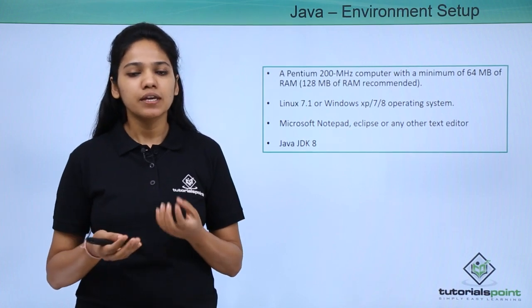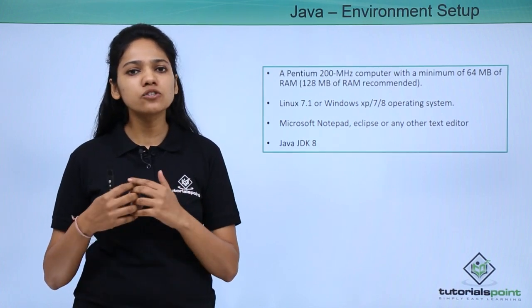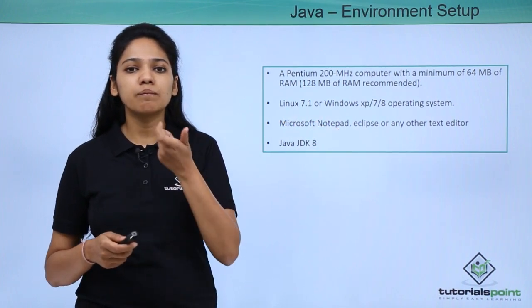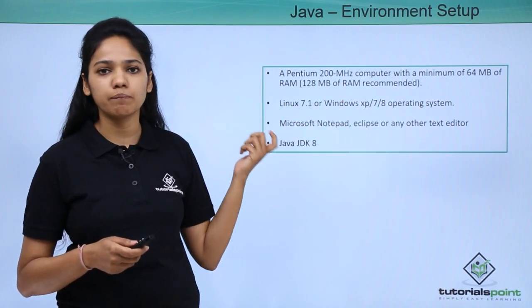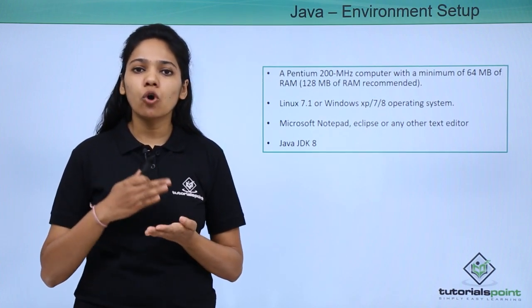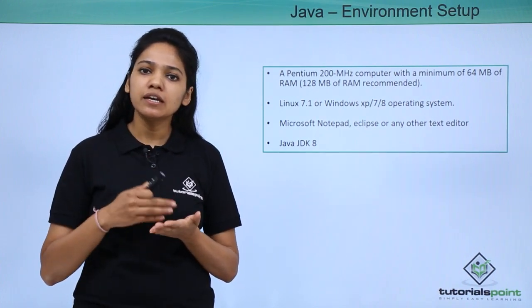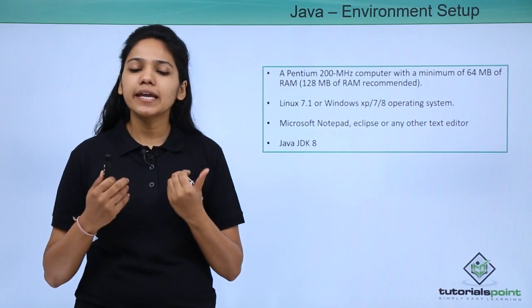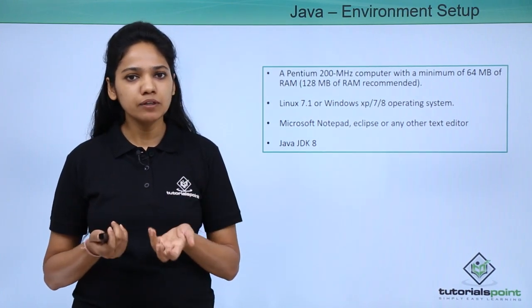run a Java program. There is certain hardware that you need, and there is certain software that you also need. The hardware: it says that you need a machine with a minimum of 64 MB of RAM. Then the operating system that you need may be Linux or Windows 7, 8 or anything that is readily available for you.